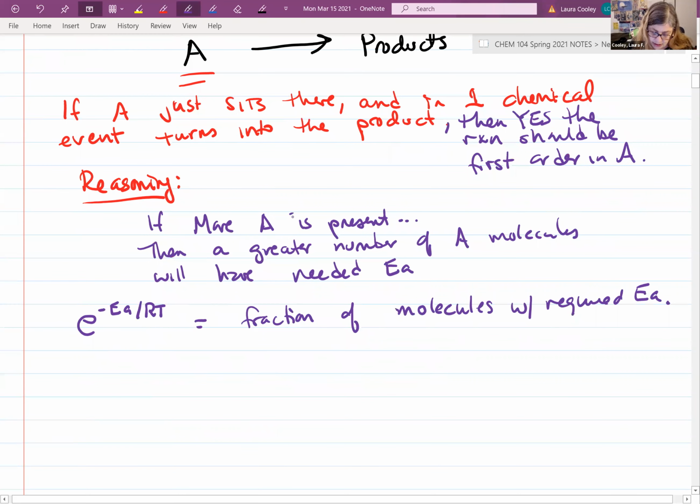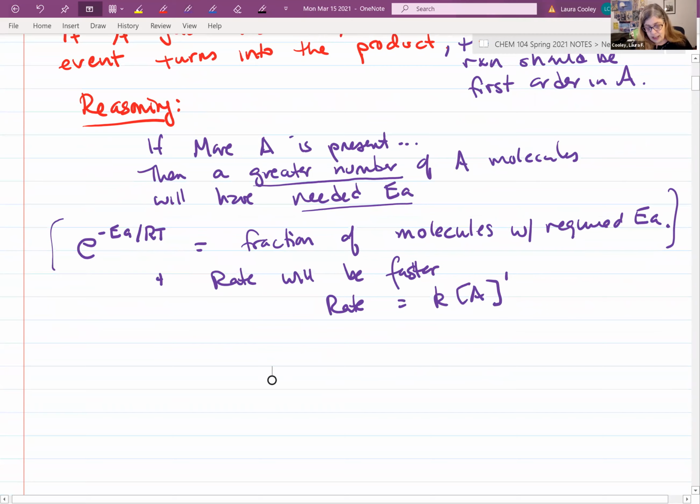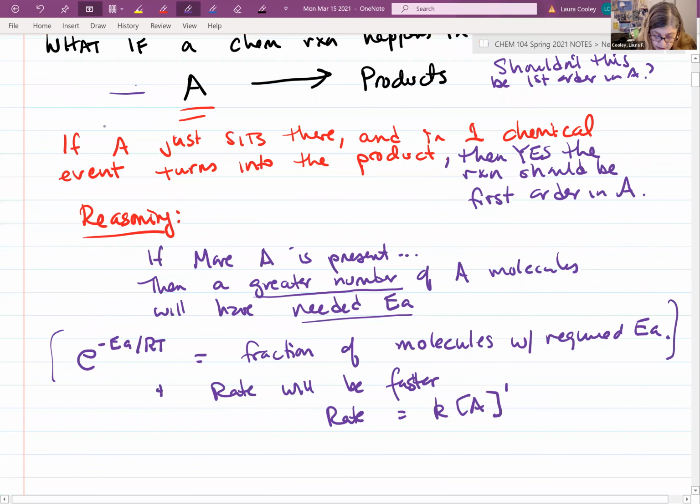So if more A is present, a greater number of them will have the needed activation energy, and this is the reason why the rate will be faster. And in fact, the rate will be proportional to the concentration of A to the 1 power, if this is the way the reaction happens, as written.